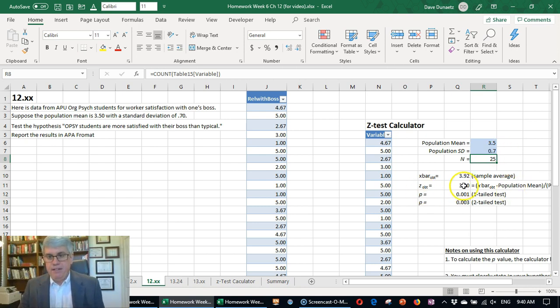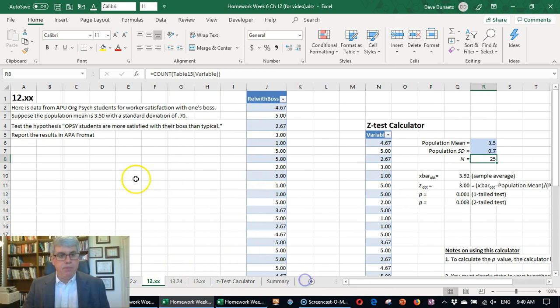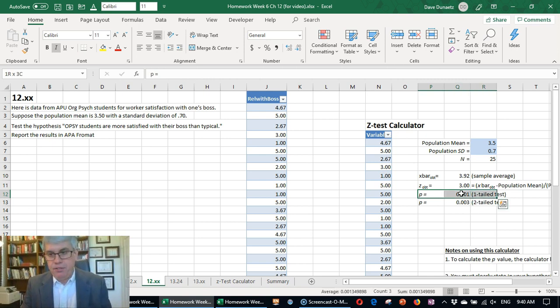Well, the z obtained is 3, which is pretty high because 2 is typically the cutoff, and we have p equals 0.001 for a one-tailed test. Now that's exactly what we were looking for because our hypothesis was org psych students are more satisfied with their boss than typical. That more than typical, that's a directional hypothesis. That means a one-tailed hypothesis. So that's the p-value that we're going to use.